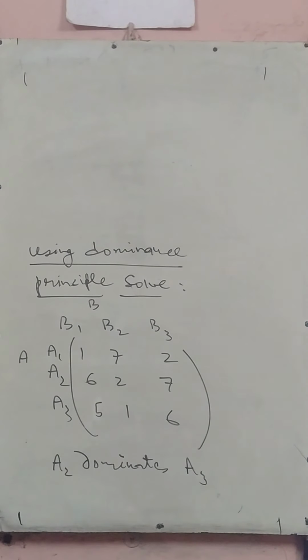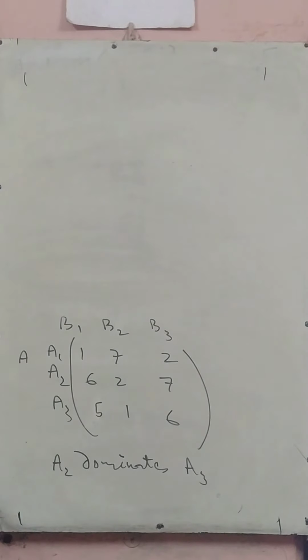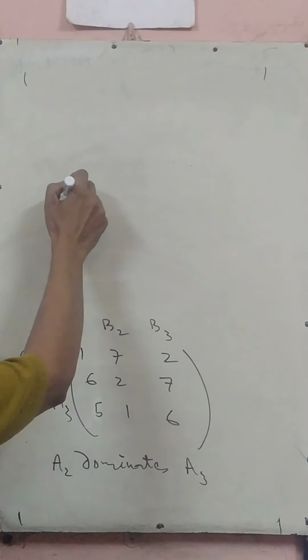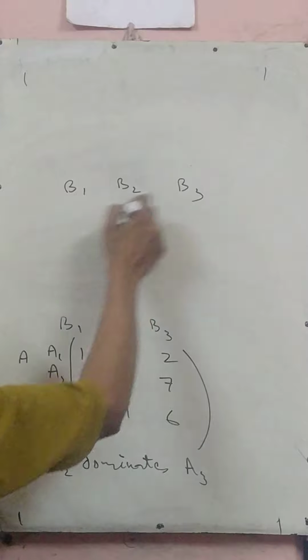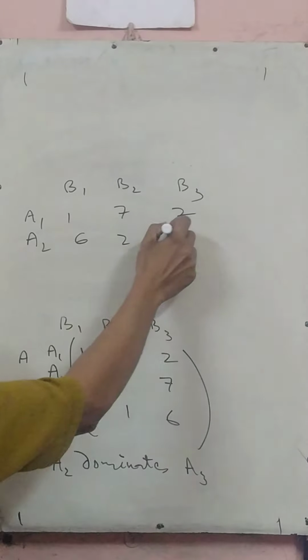My target is to give you the idea of how to apply the dominance principle. Because I have already mentioned, when you reach 2 rows 2 columns, then we can solve the problem. In the previous question, I failed to reach 2 rows 2 columns. But now I am trying to solve a problem where we will finally be able to reach 2 rows 2 columns. That is the main target of a mixed game. So A2, the second row, dominates the third row. So the reduced matrix has B1, B2 and B3, and A1, A2, with the values 1, 7, 2, 6, 2, 7.